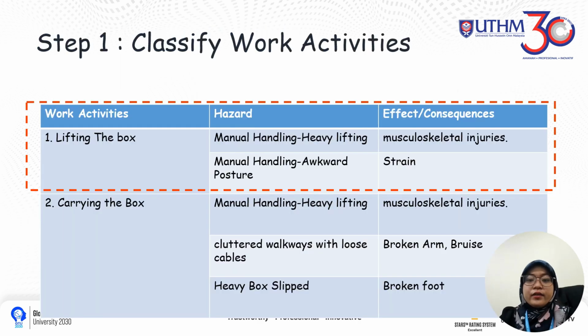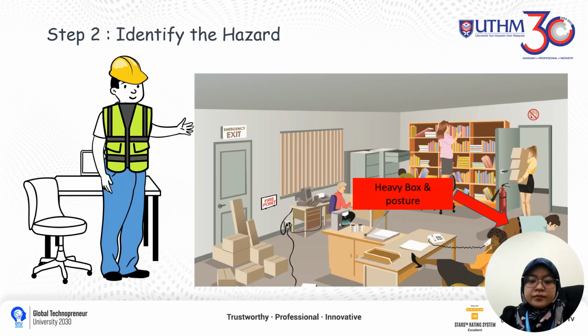First, you have to classify the work activities. Let's break down the work activities into two: lifting the box, carrying the box. Then you identify the hazard for each activity. Let's focus on the first activity, lifting the box. You'll notice there is a potential hazard, manual handling, heavy lifting the box, which can cause musculoskeletal injuries. And the second hazard you found is repetitive movement, which can cause strain to the body. So there are two hazards identified. First is the heavy box, and then the second one is awkward posture.